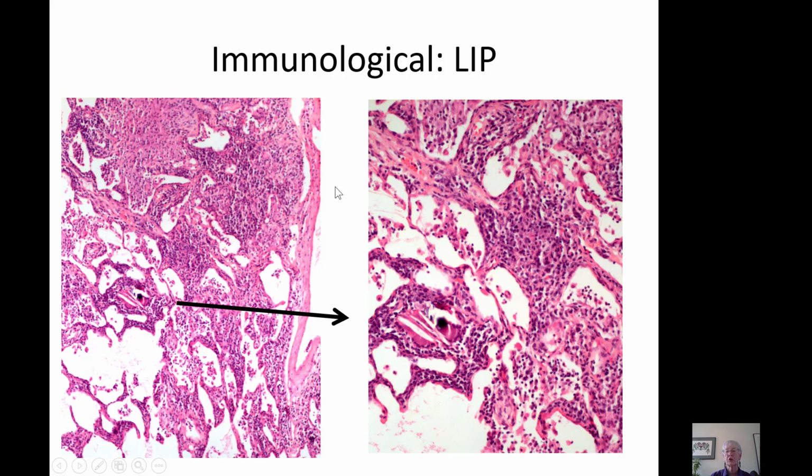This is an example of an immunological reaction. This is Sjogren's syndrome, or LIP, where the lymphocytic infiltrate is present within the interstitium, and there are little collections of multinucleated giant cells, poorly formed granulomata, which are present within the interstitium.